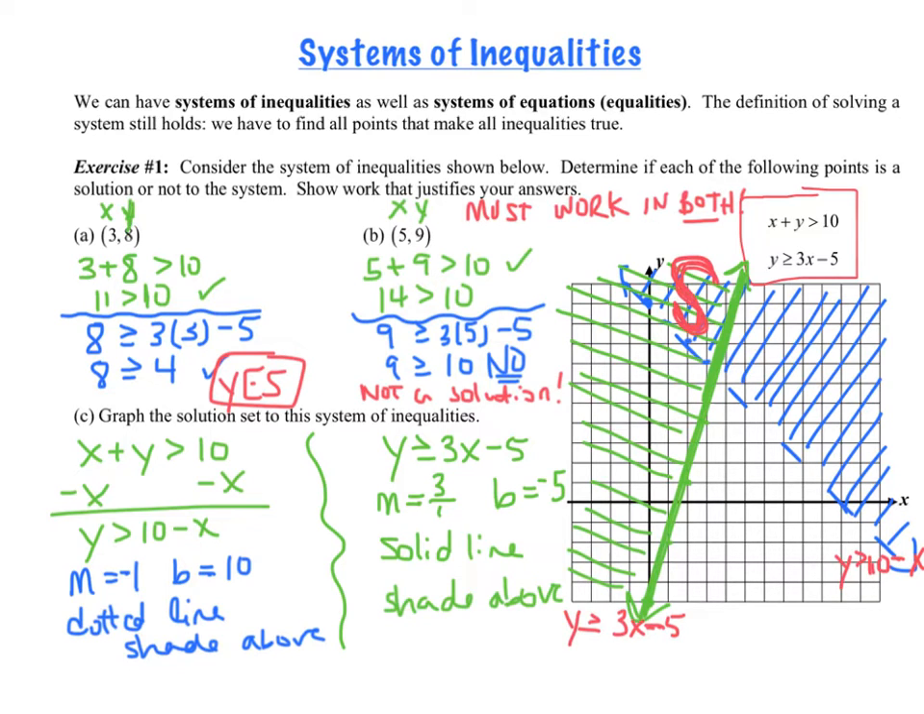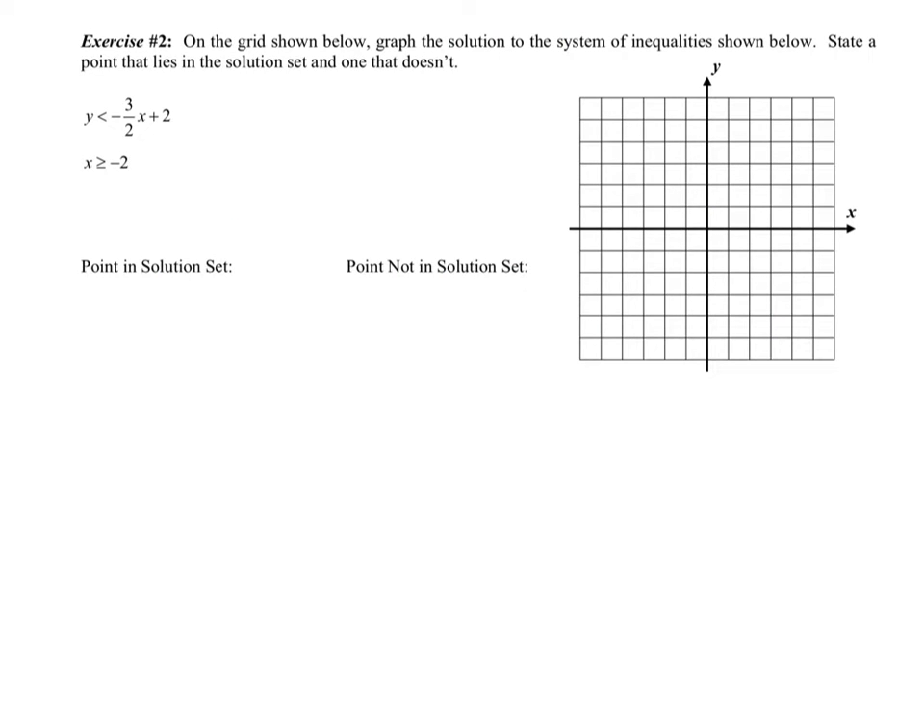We're going to go ahead and move on to exercise number 2. Okay, number 2 says, on the grid shown below, graph the solution to the system of inequalities shown below. State a point that lies in the solution set and one that doesn't. Okay, so we're going to do exactly what we just did with the last example.